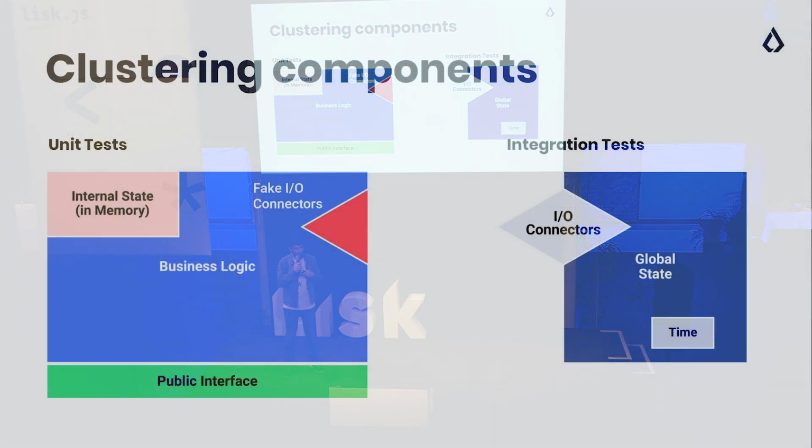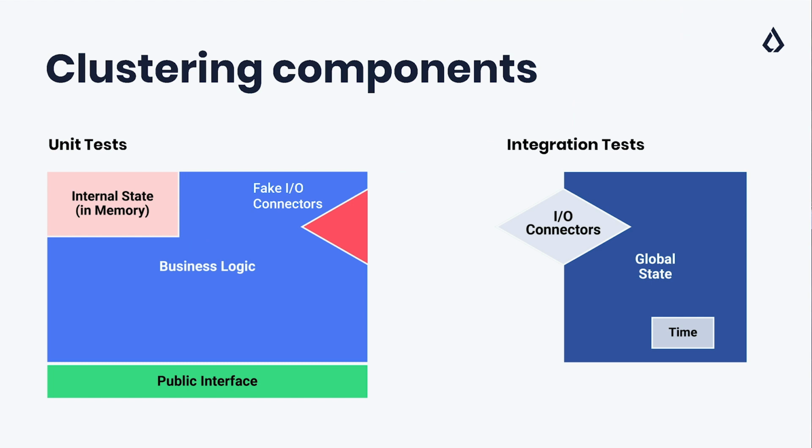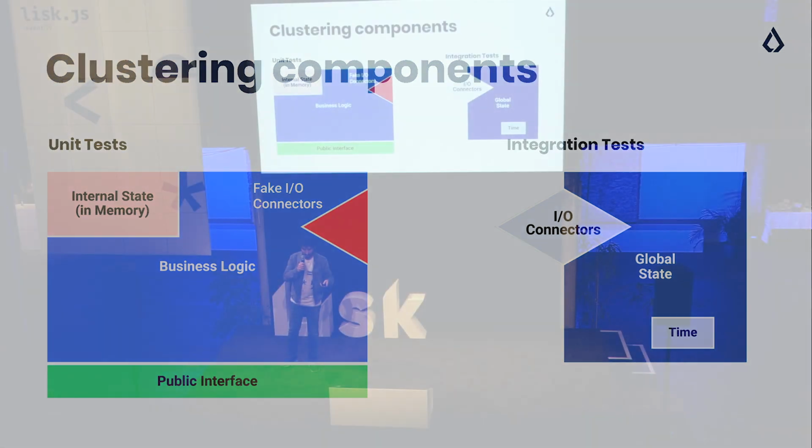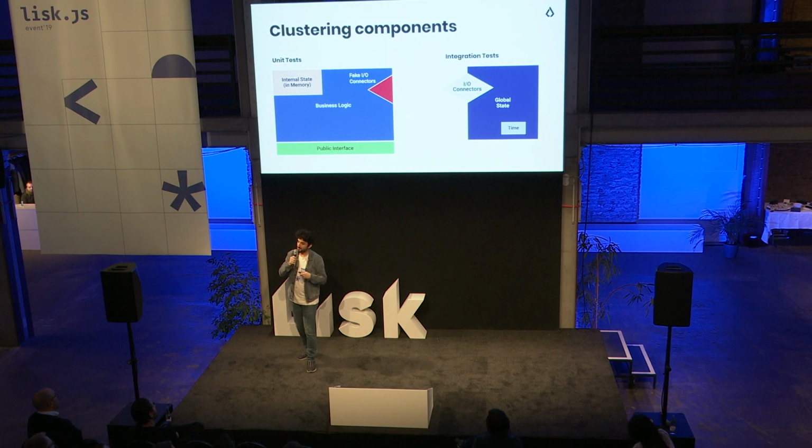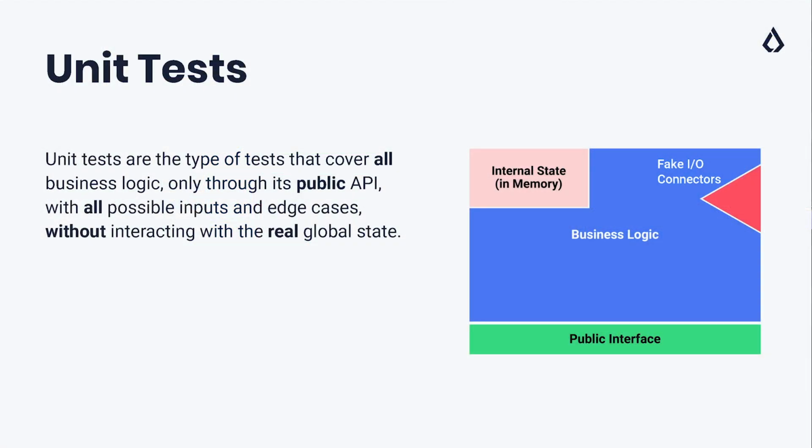Basically, we divide these components into two clusters. And we use a unit test to check everything that is related to our business logic. But since I/O operations are expensive and we want a fast and cheap feedback mechanism during development, we don't test I/O connectors, we use fake I/O connectors. And in an integration test, we check the real I/O connectors. It's that simple. Let me go into a bit more detail.